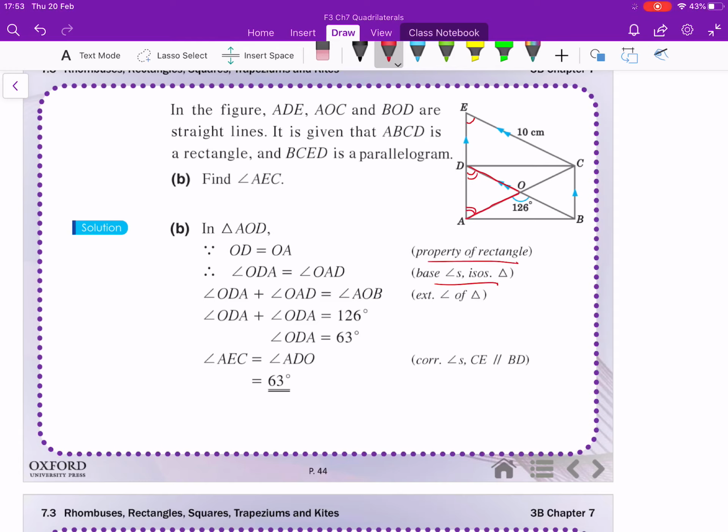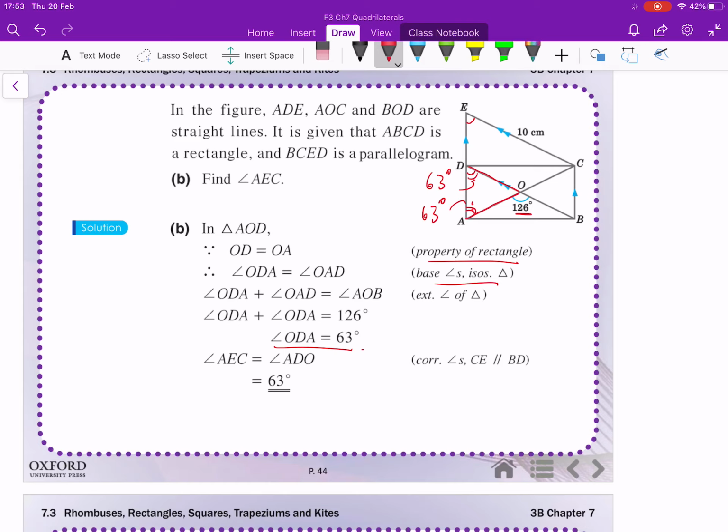And then you can see that the two marked angles here and 126 have the relationship of exterior angle of triangle. So you can calculate that the sum of these two angles equals 126. So you can calculate that each of them equals 63 degrees. This is 63, and actually this is 63 degrees also.